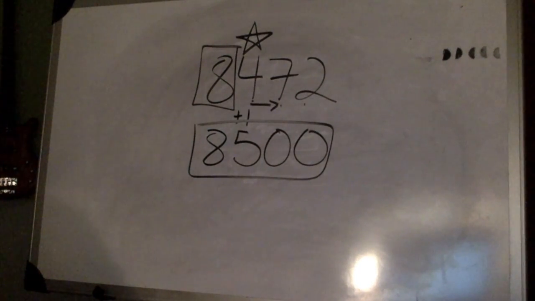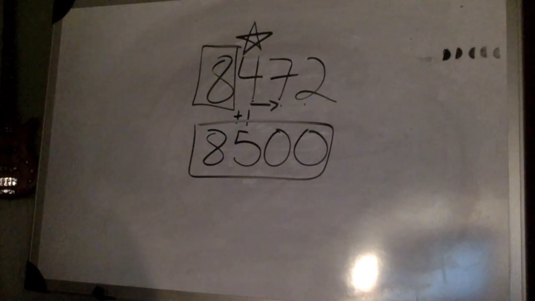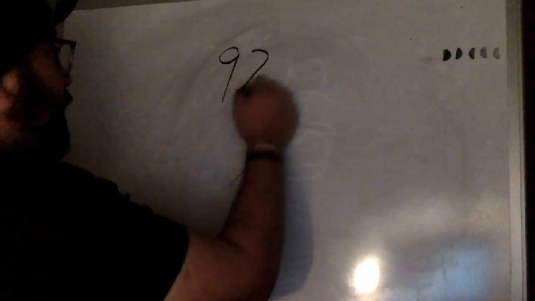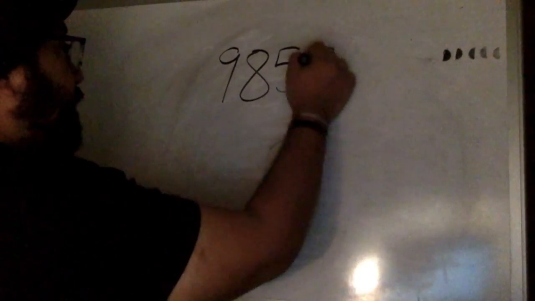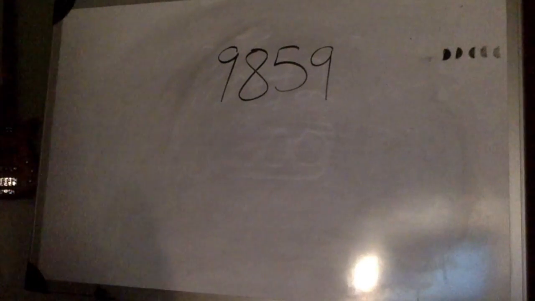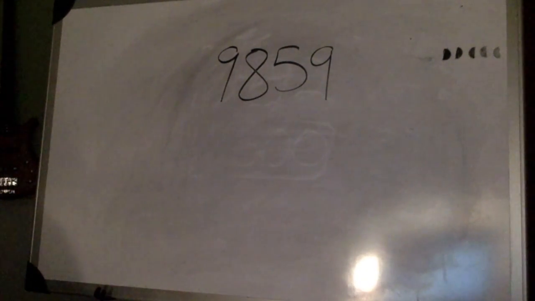Let's try one. This time you're going to try this one on your own. 9,859 to the nearest 100. Once again, it doesn't matter how big the number is, the process stays the same. Don't let it scare you. Pause the video, give it a try.